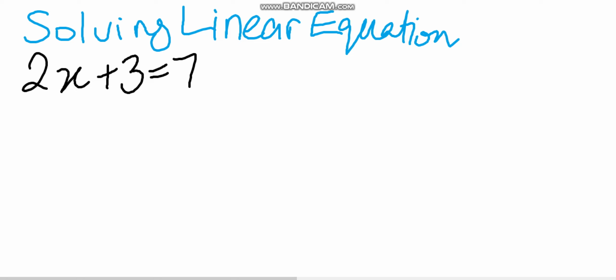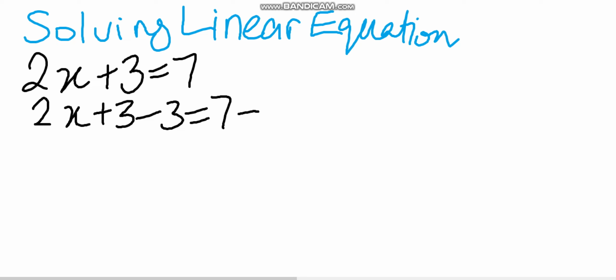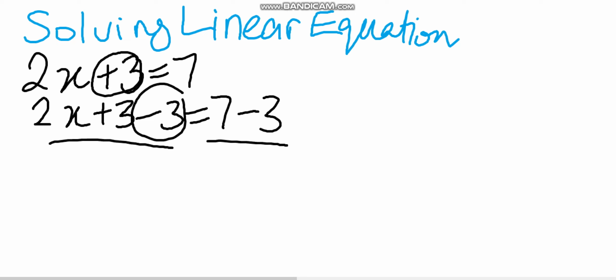So in this we have to calculate the value of x. 2x plus 3 minus 3 is equal to 7 minus 3, because what we will do is cancel plus 3 on this side, we will be using minus 3, and it will be added in the left side and also in the right side.